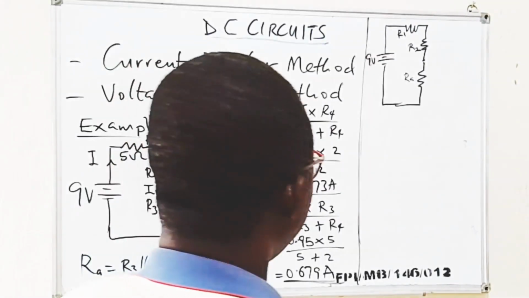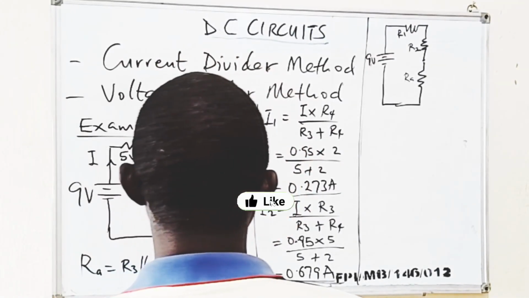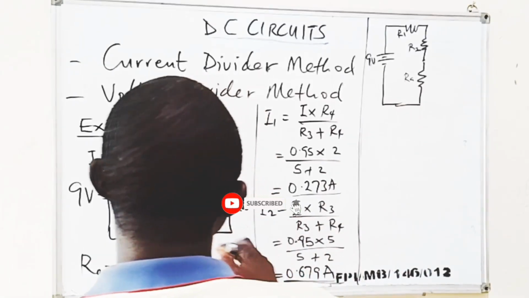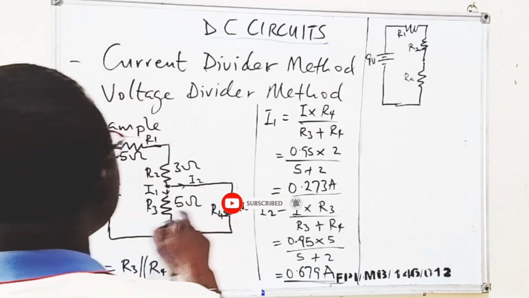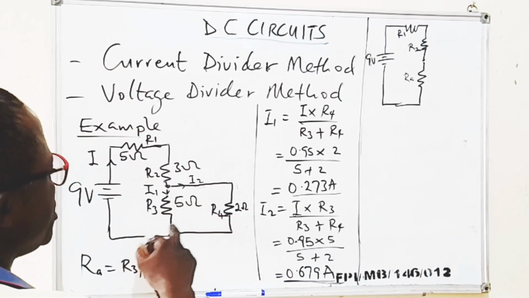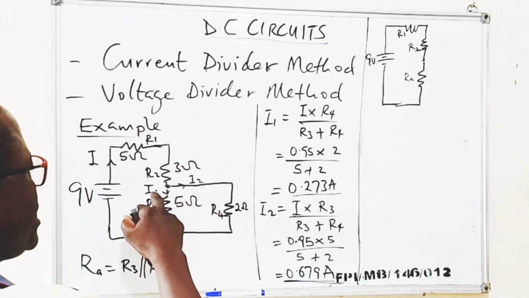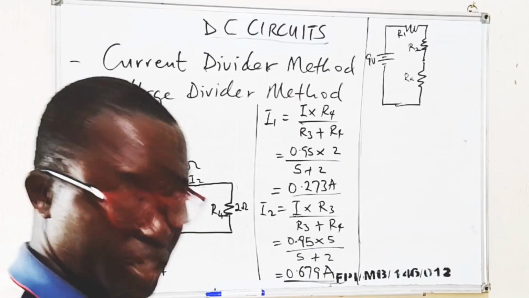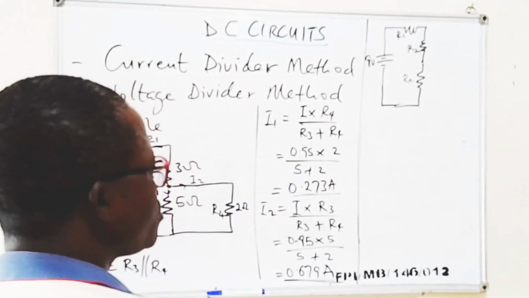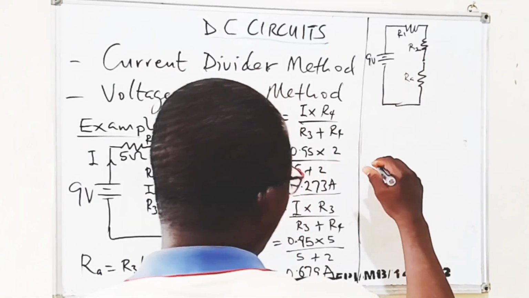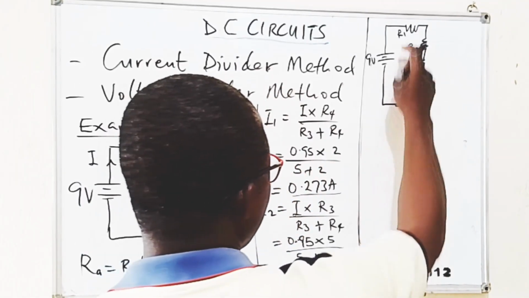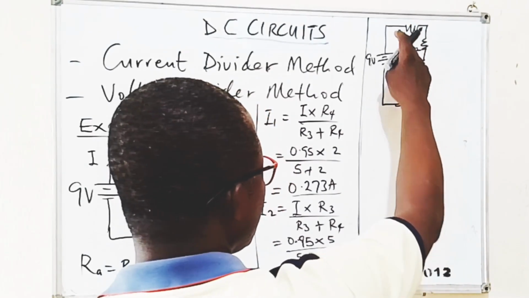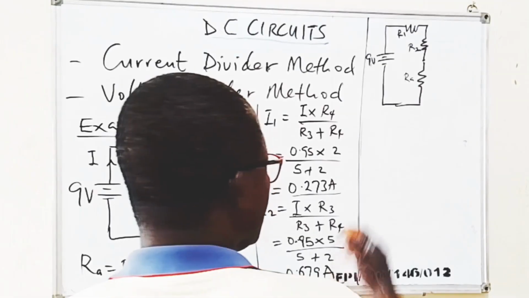Now, the current flowing through resistor RA is 0.95 ampere, and that resistor RA does not exist in the original circuit. But the current is divided into I1 and I2 that go through R3 and R4 respectively. So right now, we need to determine the voltage drop across each resistor.